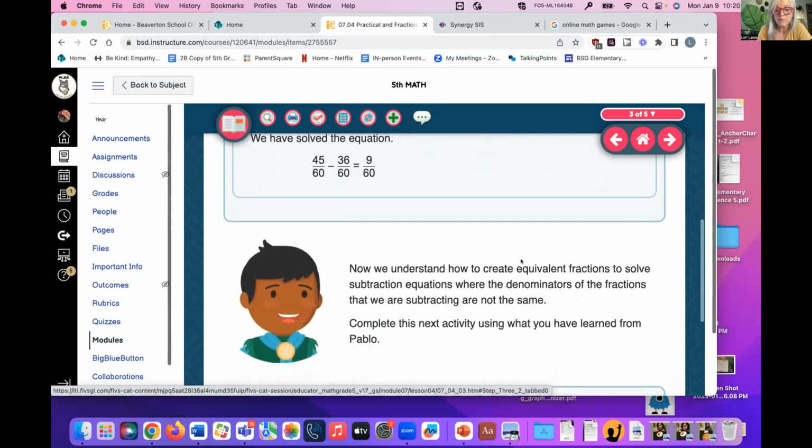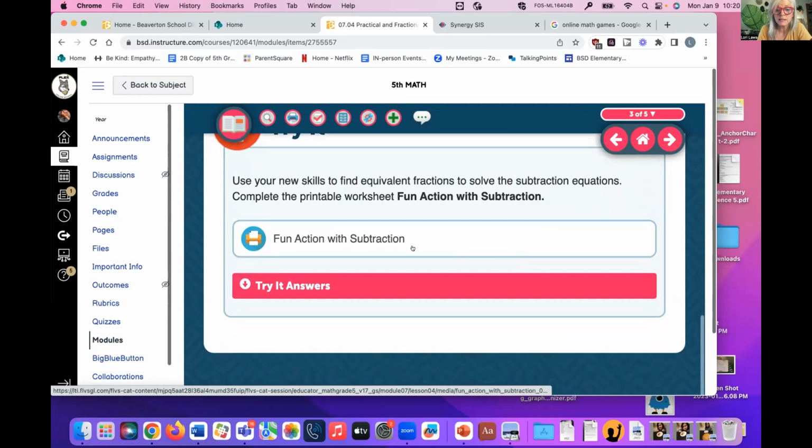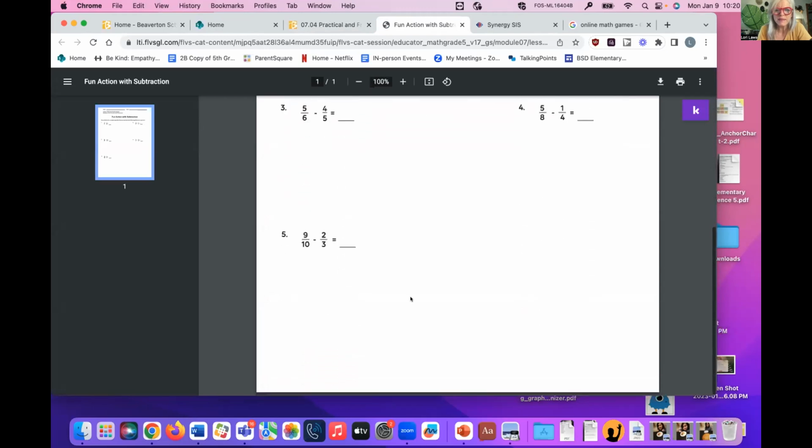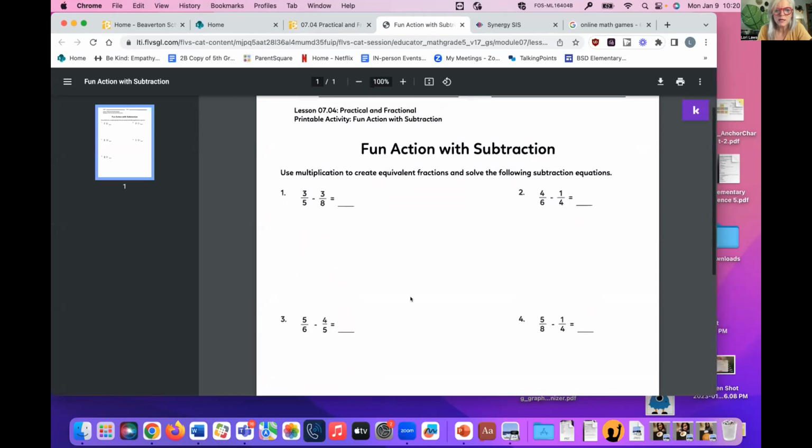I want you to use paper and pencil as you're working these. Try your new skills on this printable, it says, but I believe that the final thing is going to be a quiz, not this. But let's do the first one, 3/5 minus 3/8. Grab a piece of paper and I'm going to change to a whiteboard and we're going to work this one together and then I'll leave you guys on your own to work on the quiz.